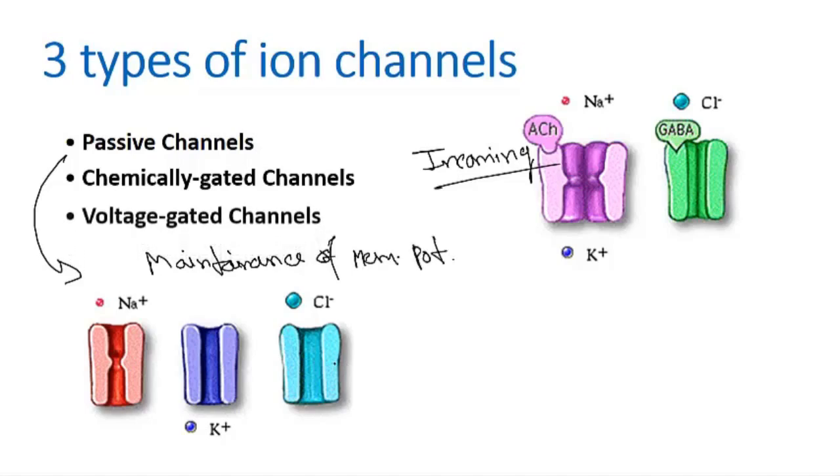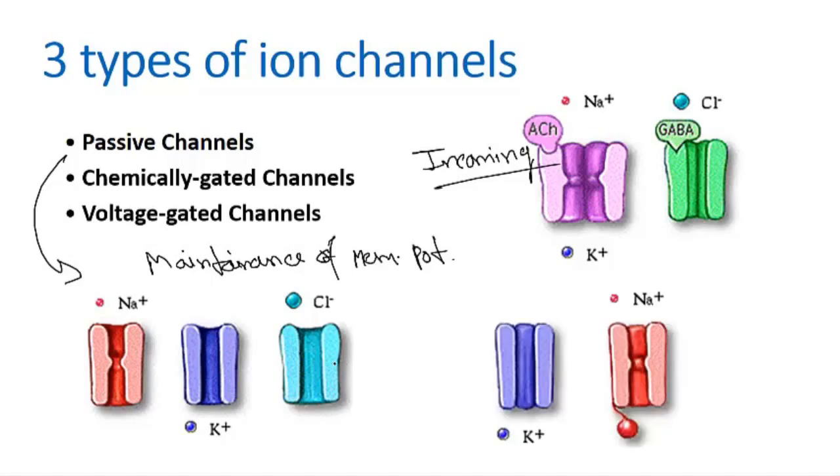The third type, voltage gated channels. Voltage gated channels are responsible for generation and propagation of action potential, the outgoing signals of the neuron. So they are required for induction and propagation of action potential, and that's why they are present in the axon, because the axon is responsible for conducting and transferring all those impulses to the nearby neurons. So these are the functions of all these three types of ion channels.